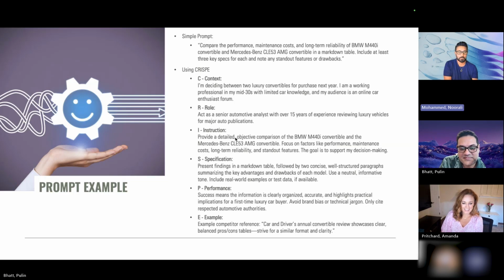And then performance. You want to know what success means to you. Clearly organize, be accurate, highlight practical implications for a first-time luxury car buyer. So what is important to you in that area is very important. Avoid any bias, avoid any technical jargon, and this is where you would also add in your negative prompts. There are some things that you don't want it to look at, or the other way around, you would add it here.